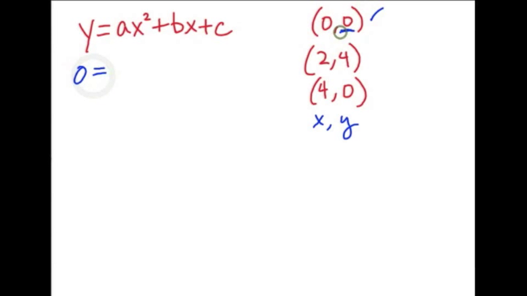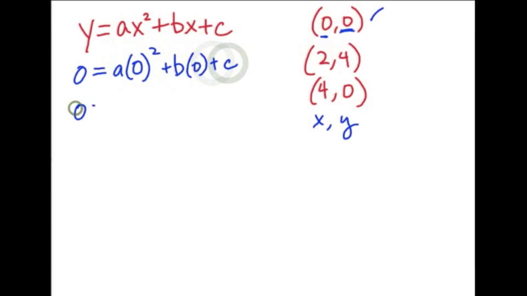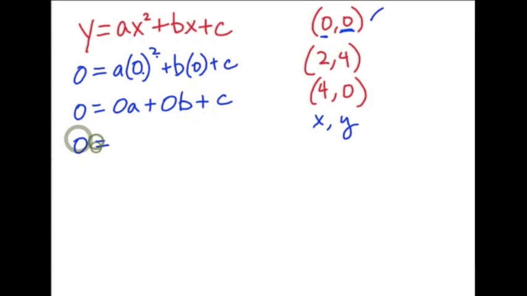That's this 0. That's this 0. Zero squared would be 0a plus 0b plus c. 0 times a, it checks out. 0 times b, it checks out. So I'm left with 0 equals c. All I did was take this x, this y, and plug them in there.